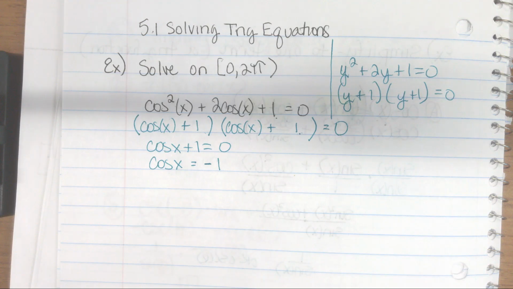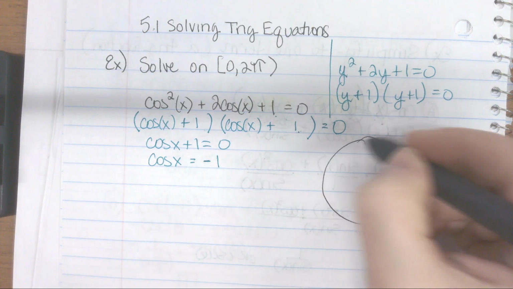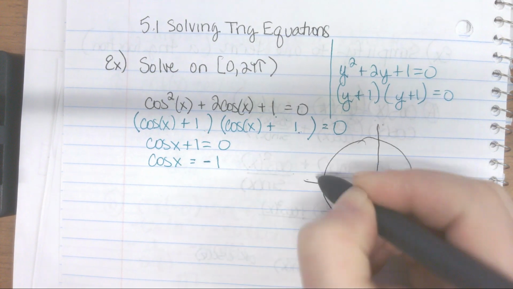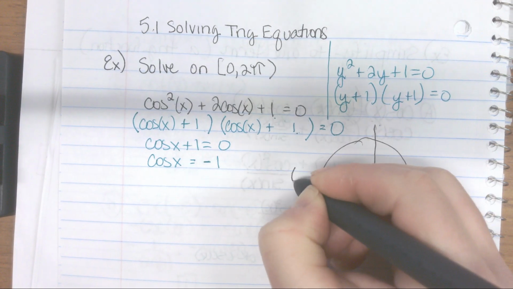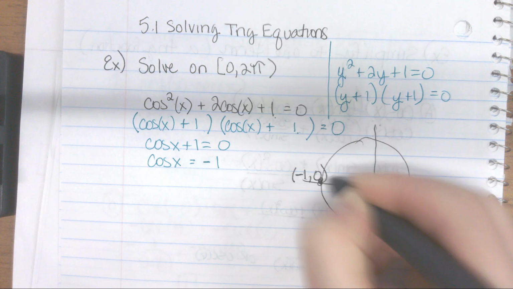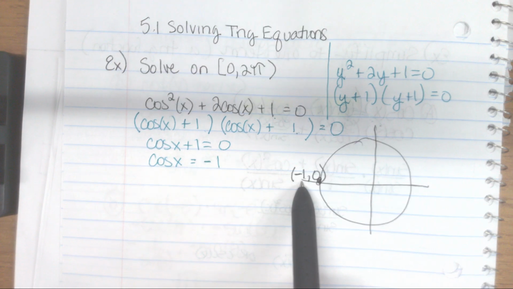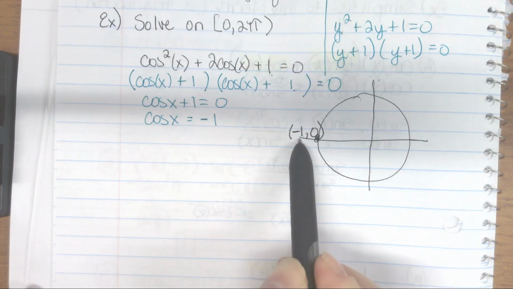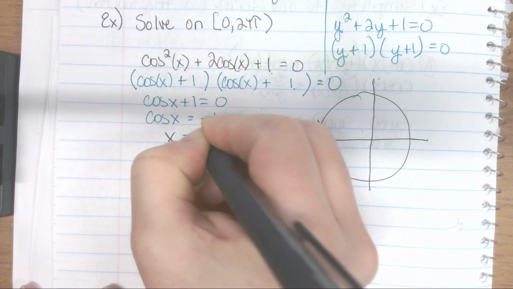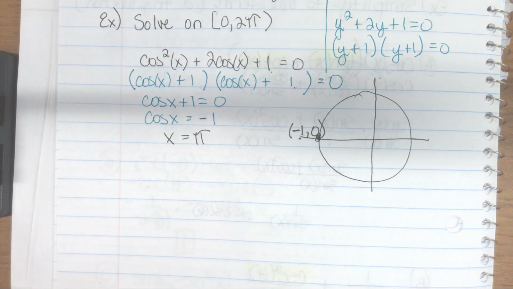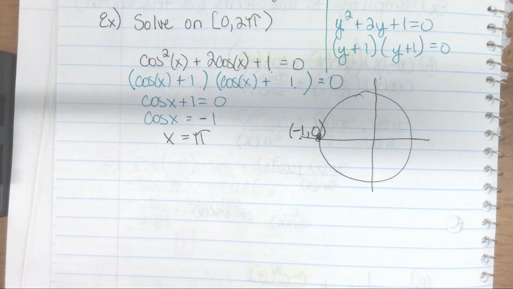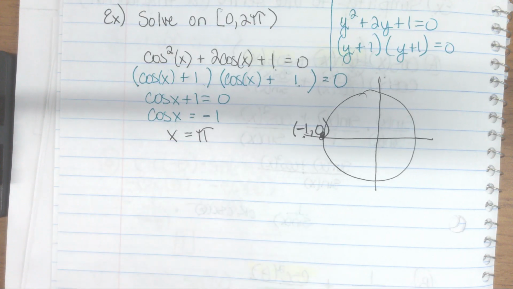So on our unit circle, over here, the cosine is -1 and the sine is 0. So right here, it has a value of -1. So the solution to this would be x equals pi. That's where that's true. Okay. So are you kind of getting the concept? Let's try another one that is common factoring.